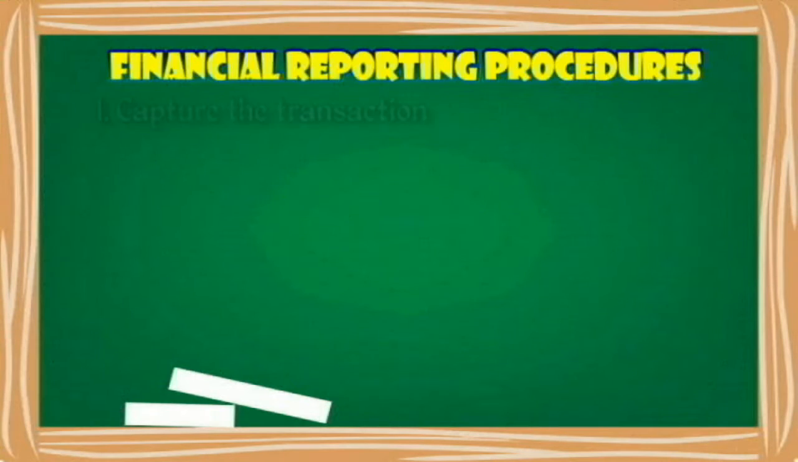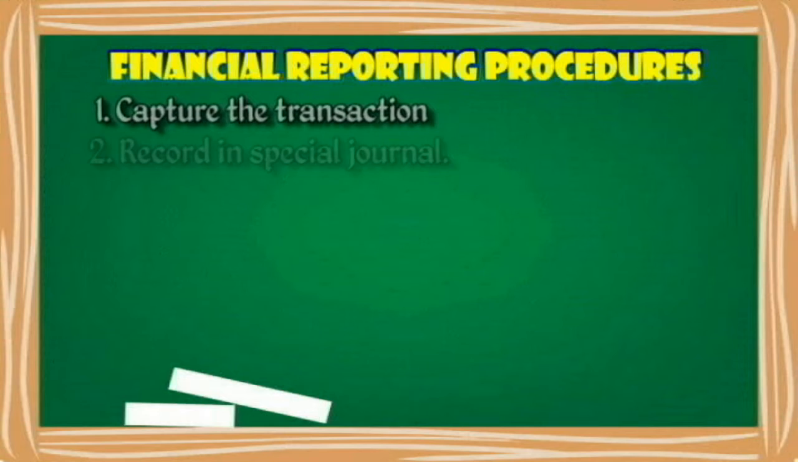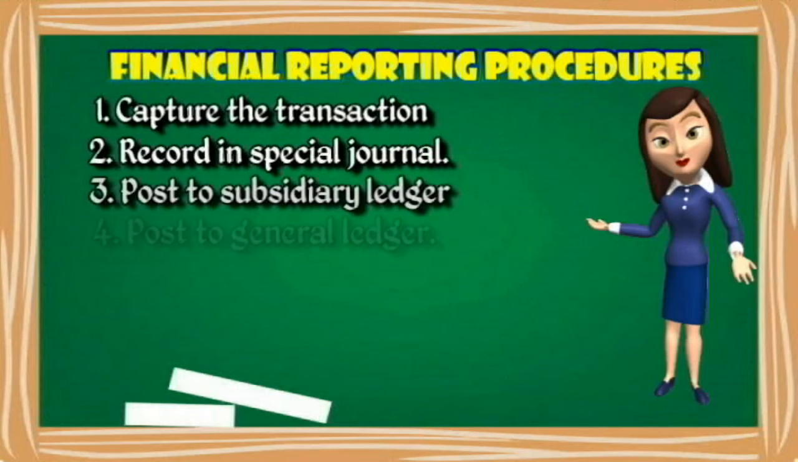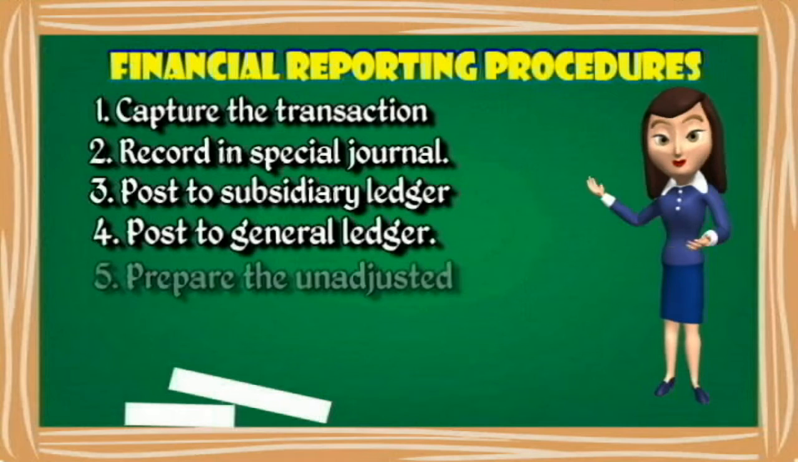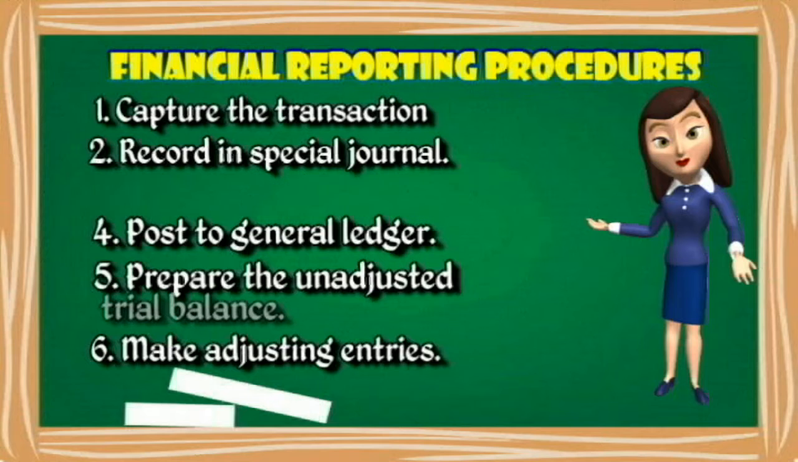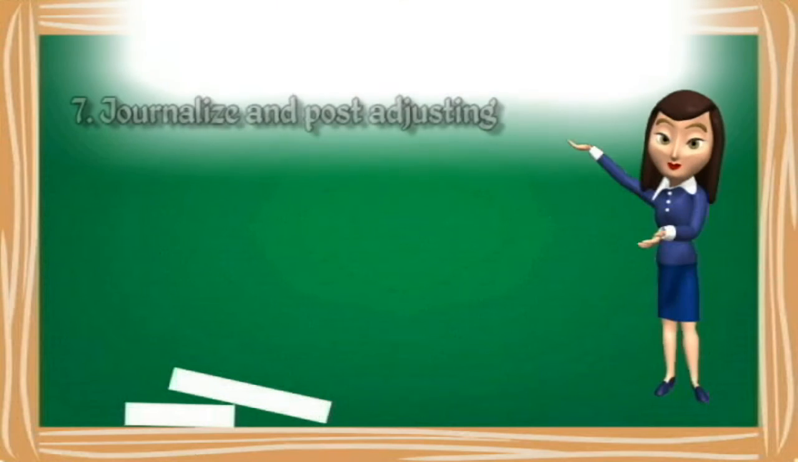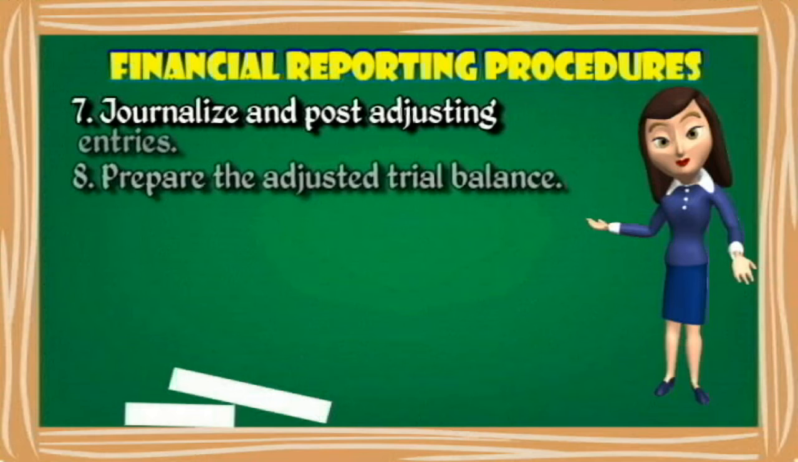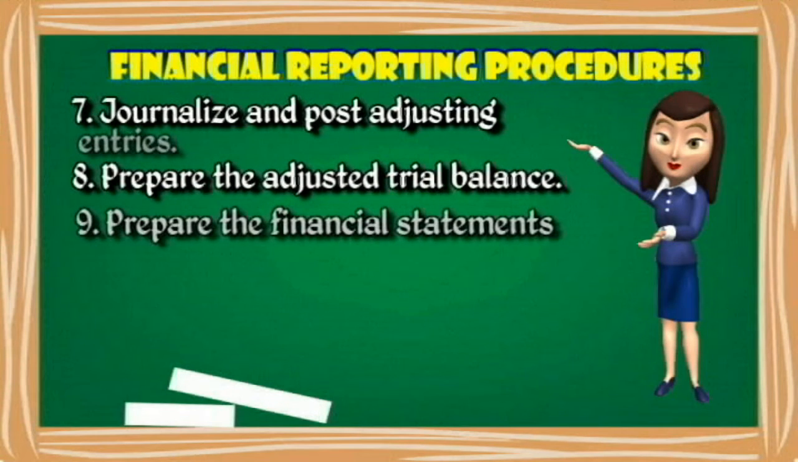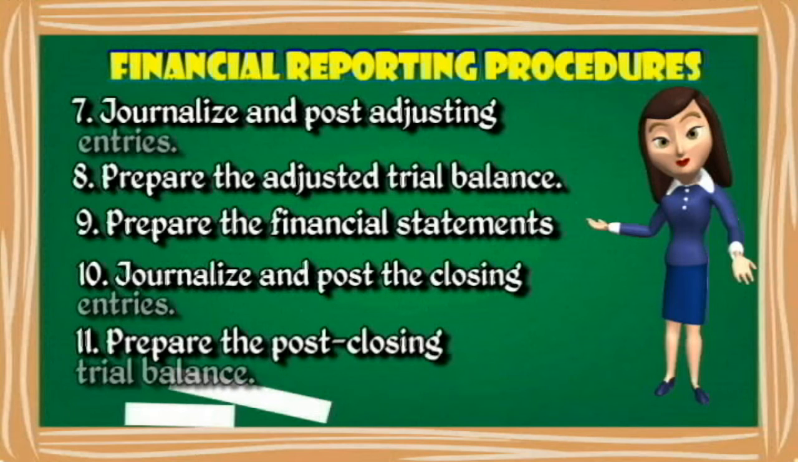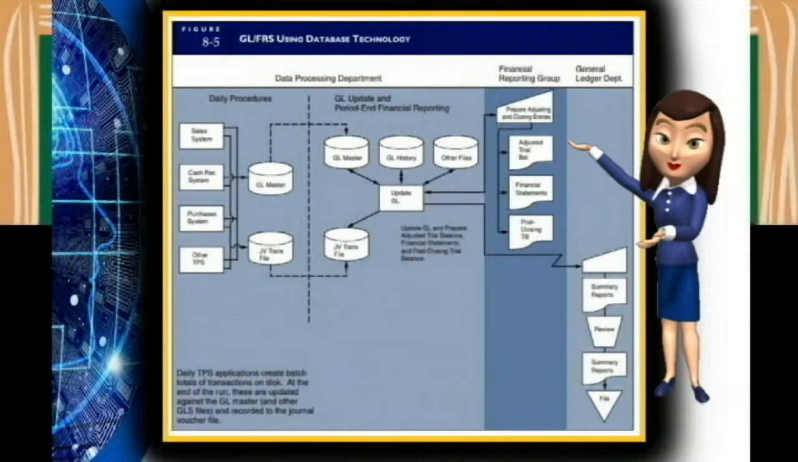Financial reporting procedures. 1. Capture the transaction. 2. Record in special journal. 3. Post to subsidiary ledger. 4. Post to general ledger. 5. Prepare the unadjusted trial balance. 6. Make adjusting entries. 7. Journalize and post adjusting entries. 8. Prepare the adjusted trial balance. 9. Prepare the financial statements. 10. Journalize and post the closing entries. 11. Prepare the post-closing trial balance.